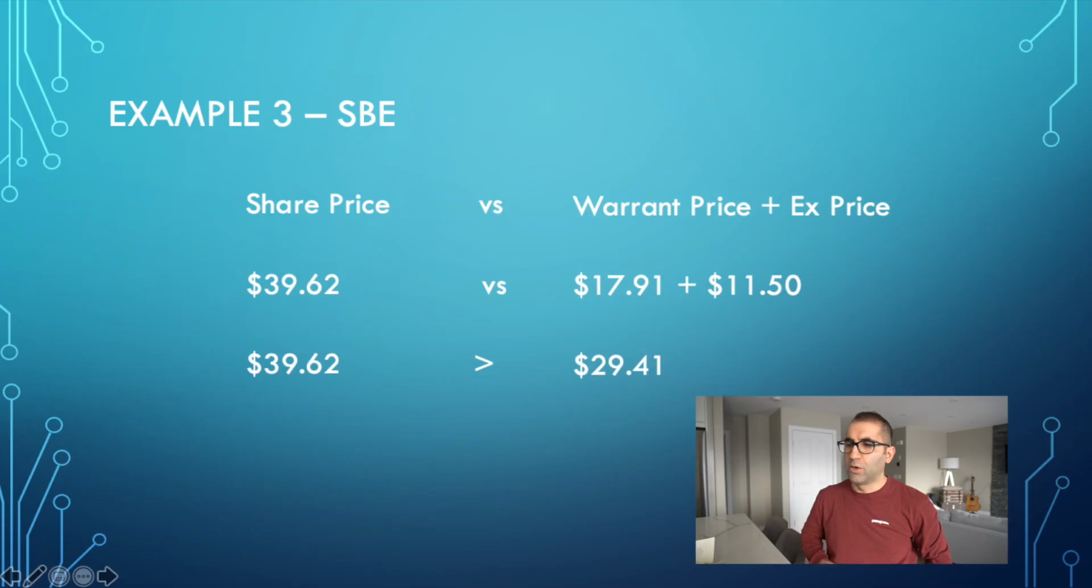Here's the first example. Okay, so let's use Switchback again. So their share price is $39.62 right now, okay? And the warrant price is $17.91, and the warrant price plus the exercise price is $11.50. So if you're able to get a full warrant, you can actually get a share theoretically for $29.41. So here's a scenario where you might actually prefer to get the warrants because you can actually save $10, pretty much $10 per share doing it this way.